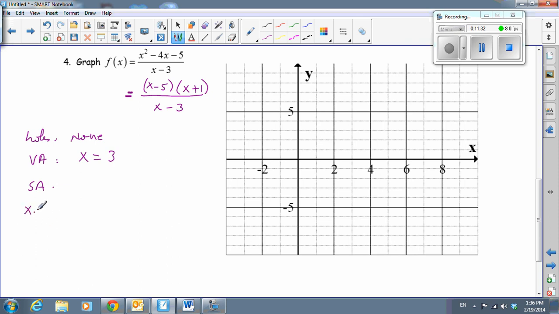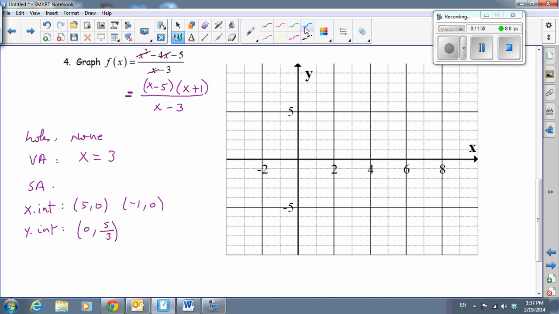Let's talk about intercepts. The x-intercept and the y-intercept. X-intercepts would be those that cancel the top, and it will be at (5, 0) and at (-1, 0). The y-intercept is plugging 0 for x, meaning I'm taking out all the values with x. That will be at (0, 5/3).